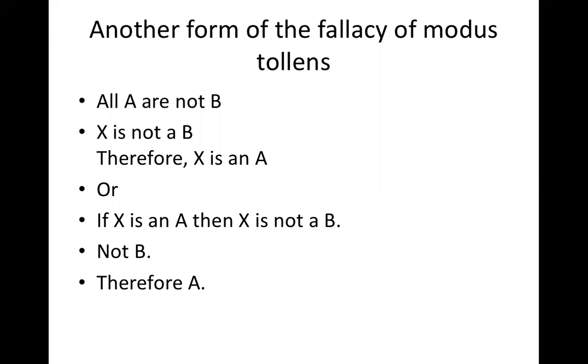Once you have two negatives, then you have a positive. So all A are not B. X is not a B. That's an affirmation. It's not a denial, it's an affirmation. So that's another form of making an affirmation. So remember that, because you can be tested like this.